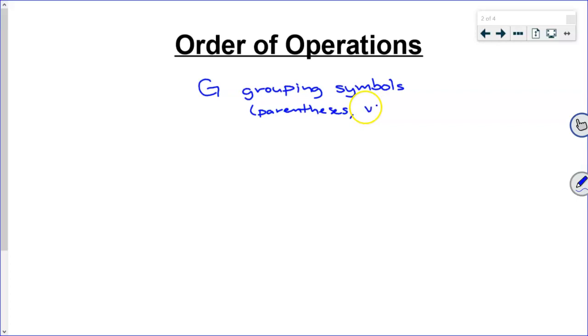Yes, and there is a fancy word for that. It's called a vinculum. Might be vinculum. I'm going to have to look that one up. But that's really just the dividing line. What other ones, Jaden? Brackets. Later on, you'll be seeing square roots and absolute value symbols, etc. But that's good enough for now. G for grouping symbols. That's the first thing.